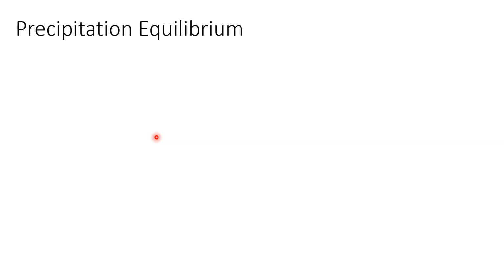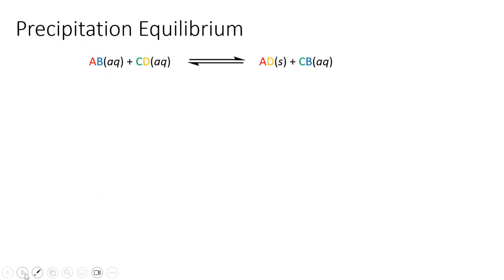We're going to wrap up with a couple more concepts, one of them being precipitation equilibrium. So what is precipitation equilibrium? You guys remember back from Gen Chem 1 that if you have two compounds, let's say A and B, and another compound that has components C and D, you know that if you do a double replacement reaction, you're going to mix A and D with C and B, right?